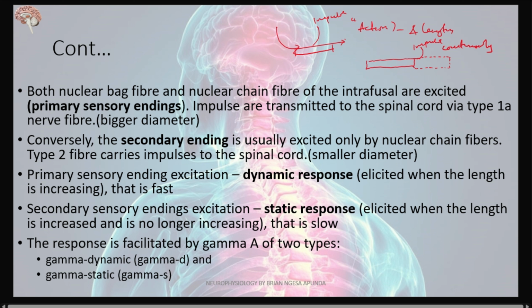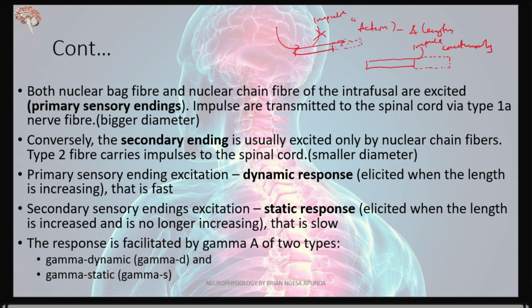So let's say that it had stretched and maybe remained stagnant at this point. When it is stagnant and it is no longer changing, it won't be able to generate impulses. So it only generates impulses when it is in the act of stretching. So that's why we need to have the impulse generation for the two. This is because the other one is likely to elicit a response when it is changing and also when it has stopped.